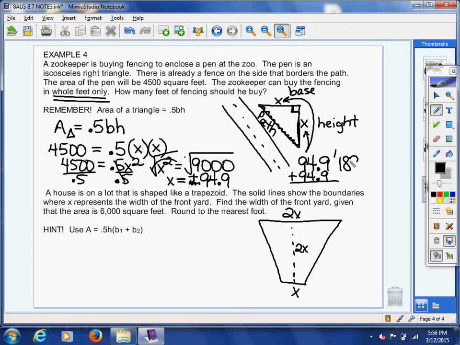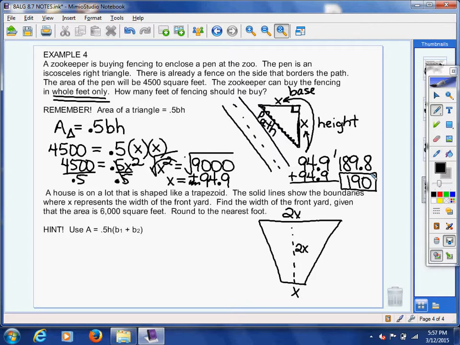Now, I'm not going to go to the store and say, I need 189.8 feet of fencing. They're going to laugh at me. They're going to ask me to buy it in whole foot increments. So I need to round up to the next nearest whole foot, and that's what I'm going to purchase. So the next nearest whole foot is 190. And that's what I'm going to go to the store and purchase. That will safely fence in my right isosceles triangle.